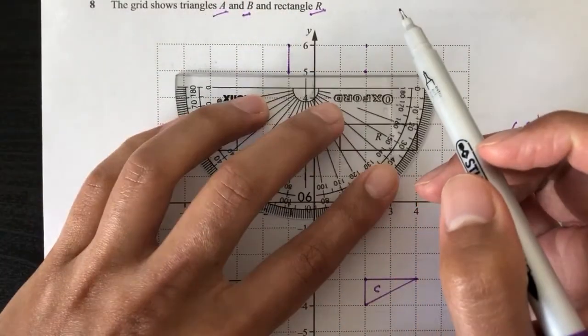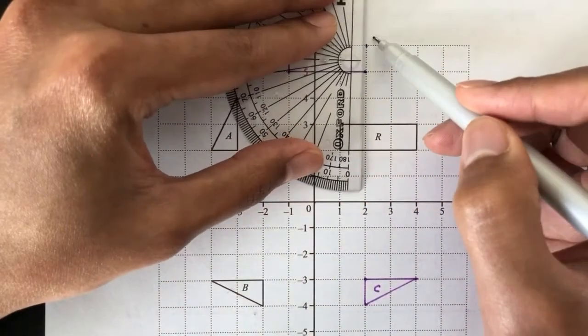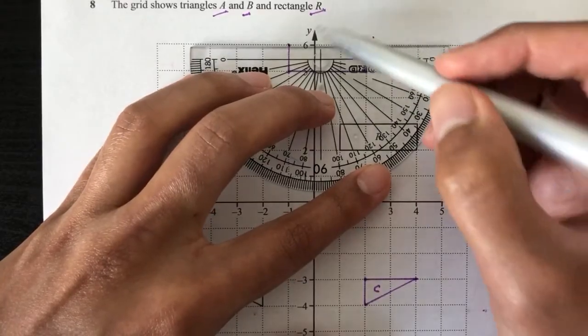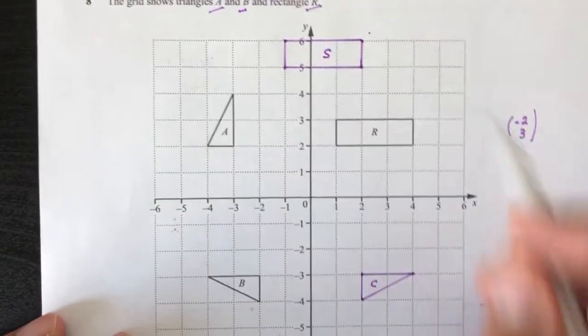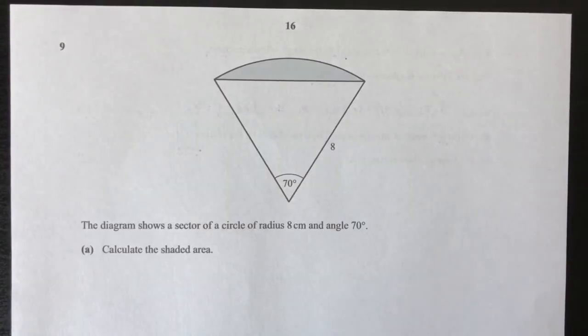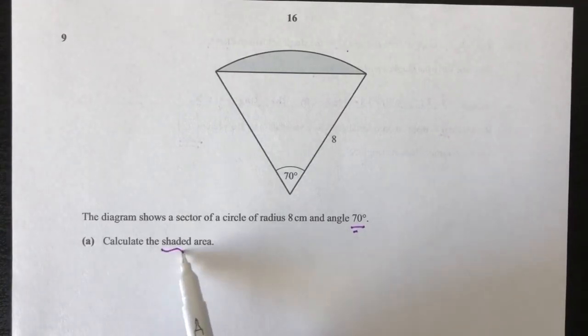Just join all the points and label your rectangle for your mark. And this is S, and that is question number 8. Moving on to question number 9. The diagram shows a sector of a circle with radius 8 and angle 70. Part A, find the shaded area.